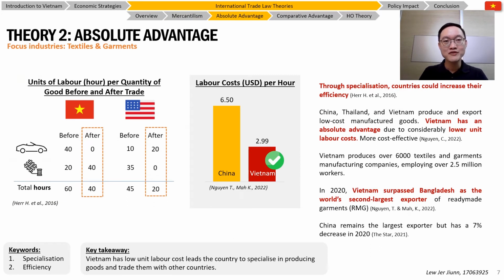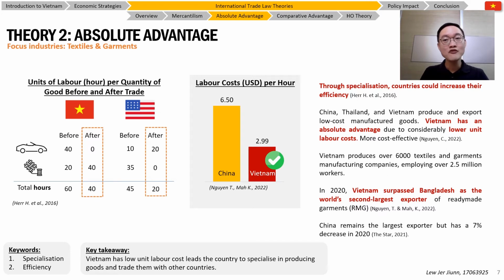Another country-based trade theory is absolute advantage from Adam Smith. Countries should specialize in producing goods in which they have an absolute advantage and then trade them for those other countries produce, so countries could increase their efficiency. For example, Vietnam specializes in producing textiles and the USA specializes in making cars. To improve the welfare of both countries, Vietnam should concentrate on producing textiles and the USA should focus on making cars. Looking at the table on the left, before the trade, the total hours to make cars and garments was 60 for Vietnam and 45 hours for the USA.